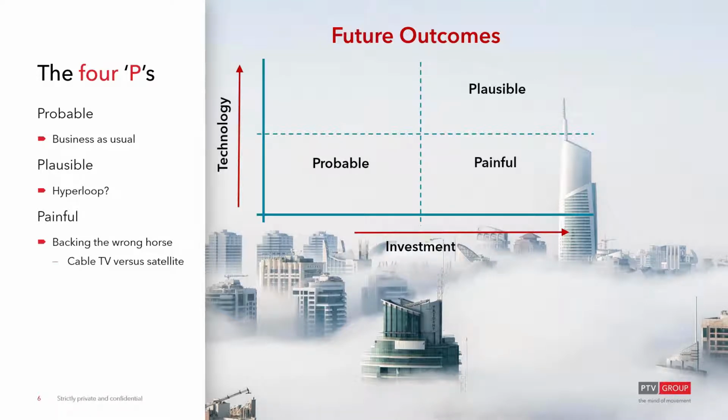Then you have the painful one, which is where you invest heavily in the wrong thing. A good example is cable TV versus satellite. I don't know what it's like where you are, but in the UK where I live, they spent 5 years digging up the streets, laying cables, and then somebody launched a satellite in the sky, and we didn't need the cables. You don't want to back the wrong horse. And then, of course, the future that we do want is where you make the right investment in the right technology. And that brings us to the question of uncertainty again.